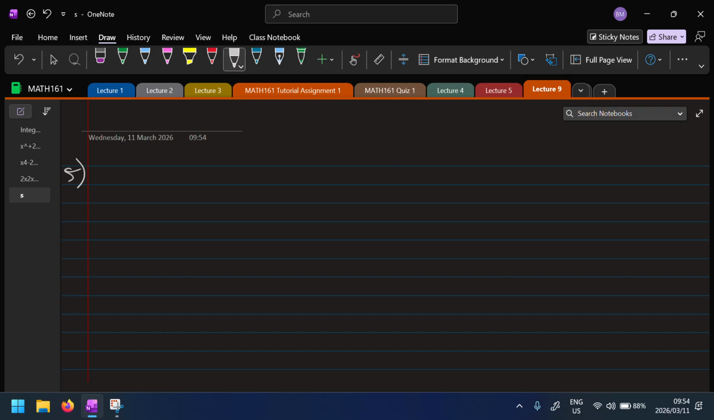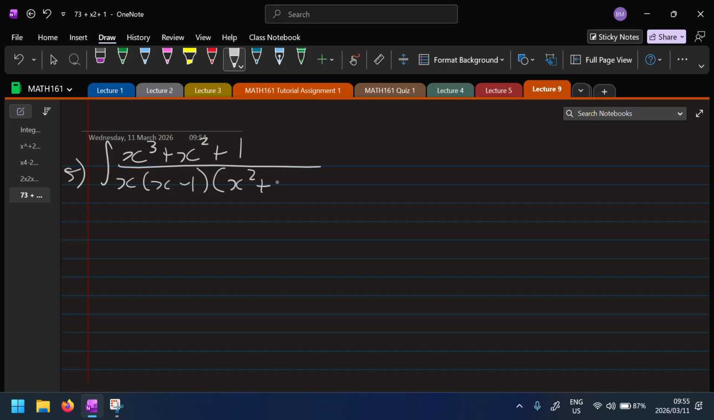So we have the integral x cubed plus x squared plus 1 over x, x minus 1, x squared plus x plus 1, and x squared plus 1 cubed. Okay, so we're not going to do the full integration and all of that. I'll leave you to do that. All we're going to do is look at the terms and think about all of the stuff we've learned today and try and split this thing up. Okay, then the rest you can do for homework.